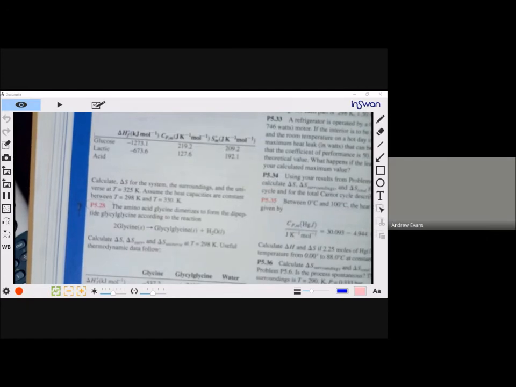The amino acid glycine dimerizes to form the dipeptide glycylglycine. According to the reaction, 2 glycines go to glycylglycine and water. Calculate the delta S of the system, delta S of the surroundings, and delta S of the universe at T equals 298. With useful thermodynamic values as follows: the delta H formation of glycine is 537.2, glycylglycine is 746, and water 285.8. And the molar entropies are 103.5, 190, and 70.